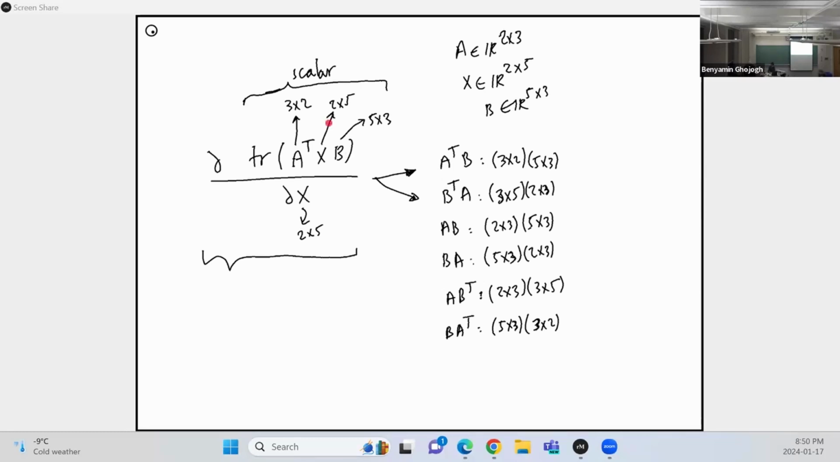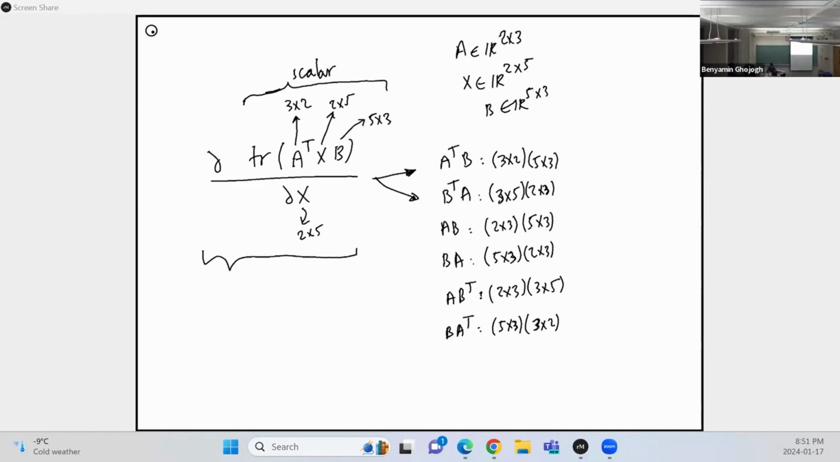Assume I said derivative of this trace of A transpose XB with respect to X. We know that, so what is the output of trace? The dimensionality of output of trace is 1, right? Because the trace's output is scalar. Agreed? Trace of a matrix is a summation of its diagonal elements. With respect to X is the matrix. So derivative of a scalar with respect to matrix becomes a matrix as discussed in the previous session, right?